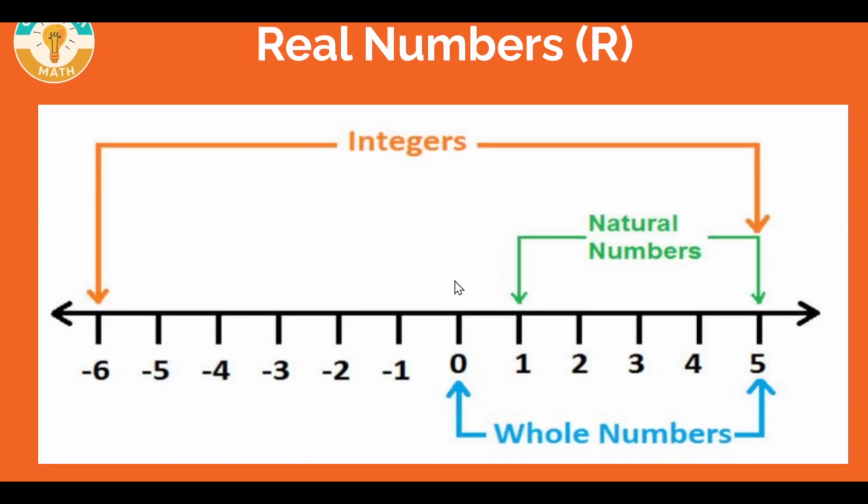Here the diagram briefly shows integers, natural numbers, and whole numbers. Integers, as we can see, include negatives, 0, and all positive integers. Natural numbers start with 1 and go towards all positive integers, and the whole numbers start from 0 and go to the positive integers. So this is the brief diagram showing integers, natural numbers, and whole numbers.